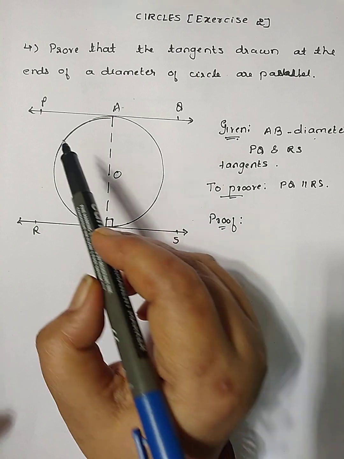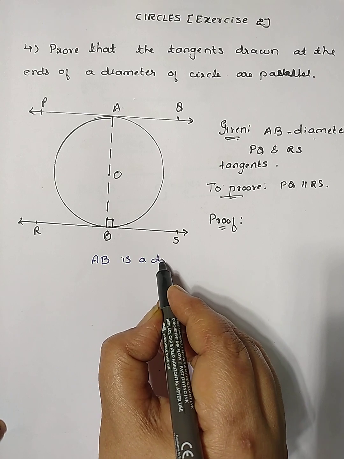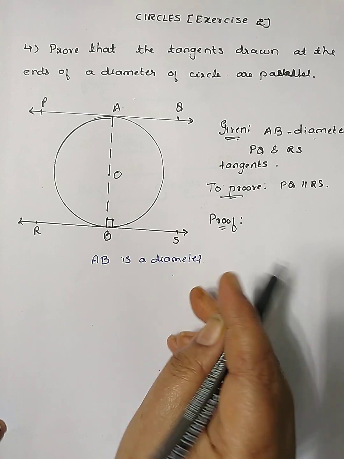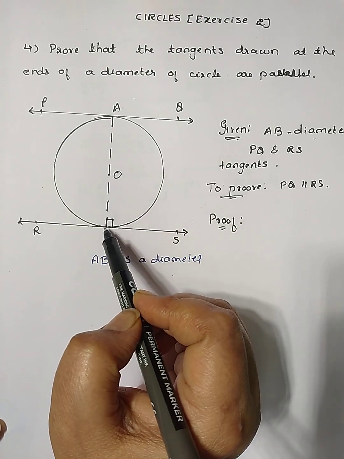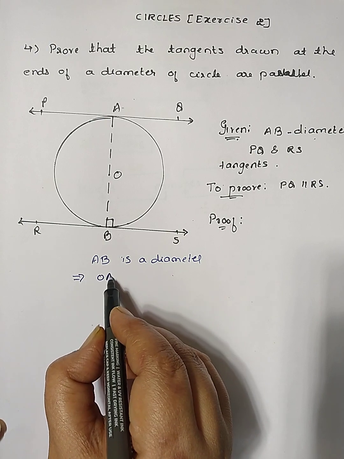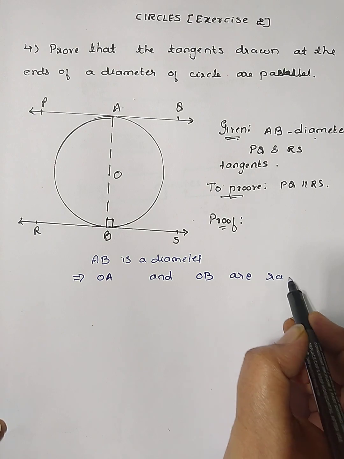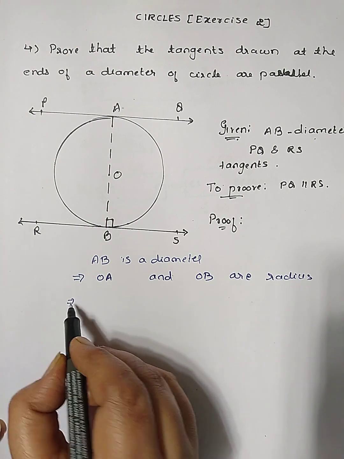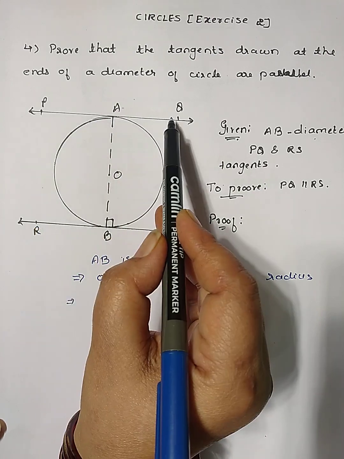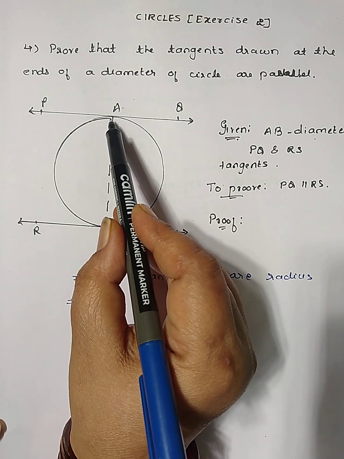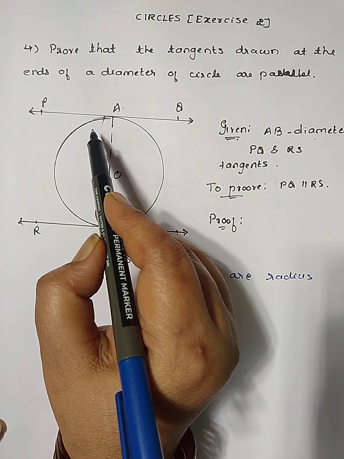Here we will first prove, AB is a diameter. We will solve it by simple sentences. AB is a diameter, so O is the center, and OA and OB are the radii. It implies OA and OB are radii. Next, OA is a radius, which means OA is perpendicular to the tangent PQ at point A. That means OA is perpendicular to PQ, that is, angle A equals 90 degrees.